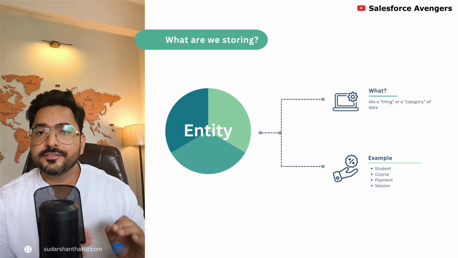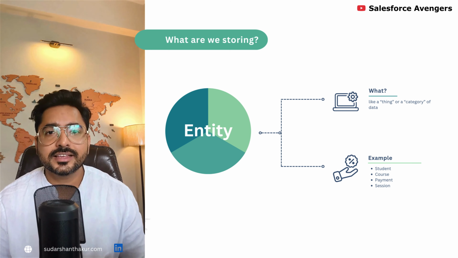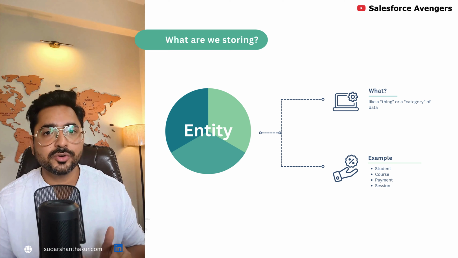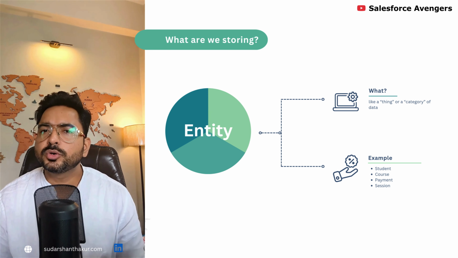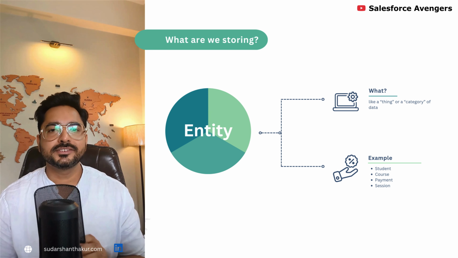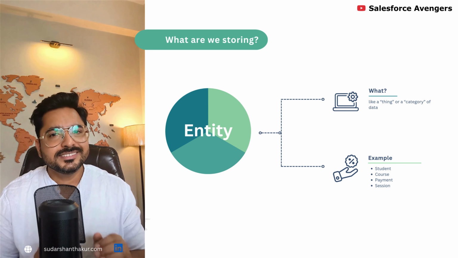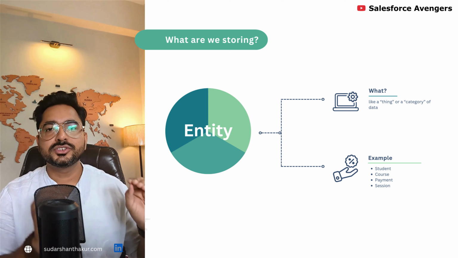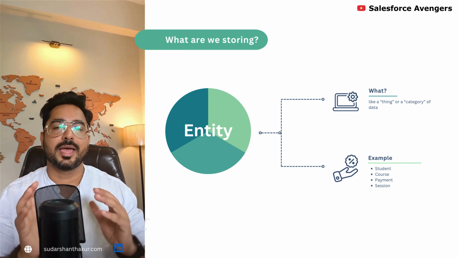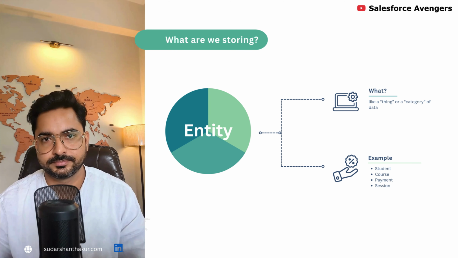Entity. What are we storing? An entity is like a thing or a category of data. For example, in a coaching business, your entities might be students, courses, payments, sections. In simple words, entity equals the types of things you are keeping track of.